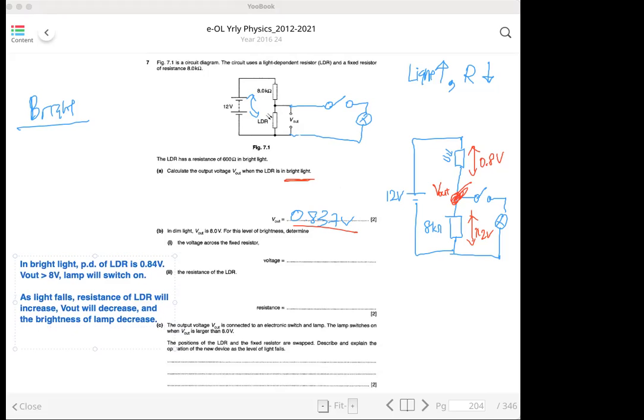Okay, so when light reduces to a level that the resistance of LDR reaches 4.0 kilo ohm, V out will actually become less than 8 volt, and then the lamp will switch off.